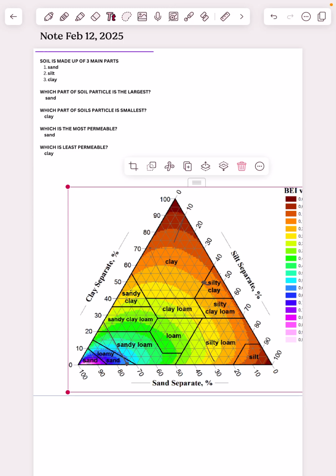So this is what you need to know about soil. You need to know that there's three main parts. Obviously there's more: sand, silt, and clay. Learn them in that order because that's gonna help you remember these things.